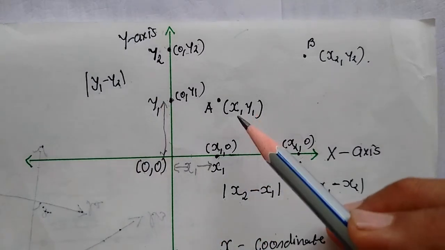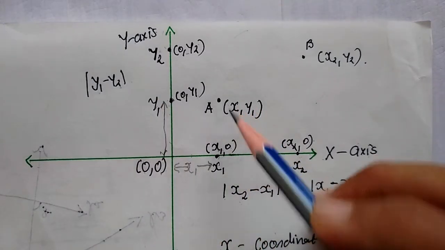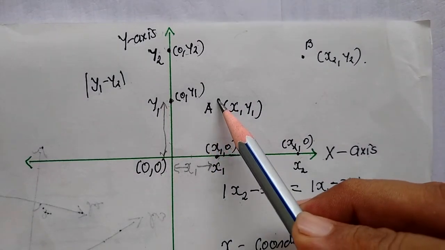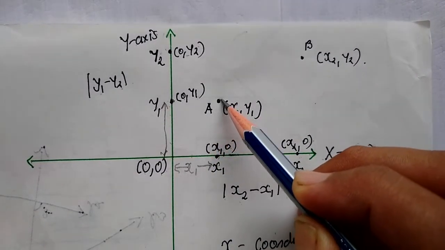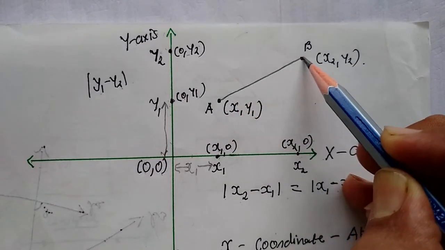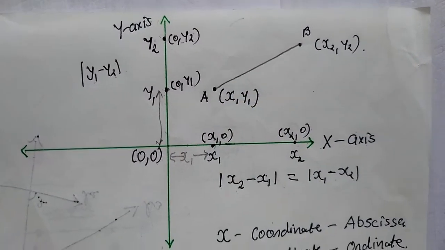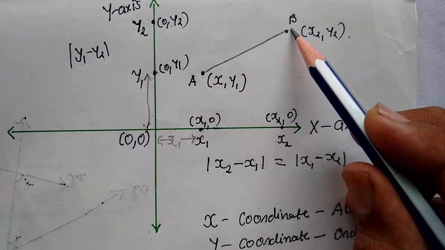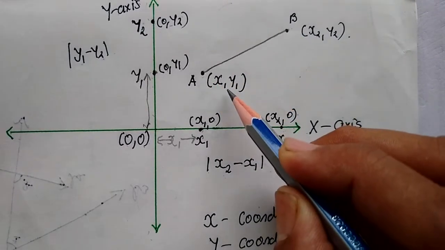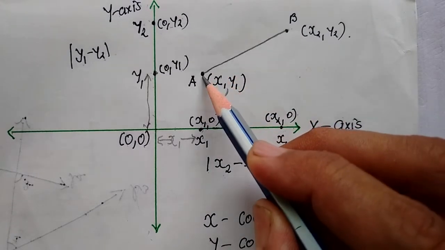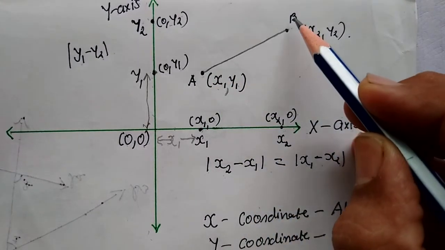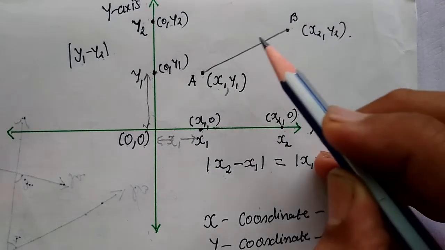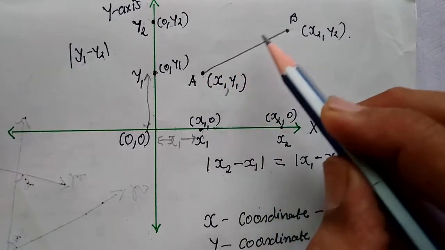Now children, in this chapter we are interested in studying the distance between A and B. This distance between these 2 points A and B, we will study with the help of a formula. Coordinates of A are (x1, y1), coordinates of B are (x2, y2), children. How to find the distance between A and B?